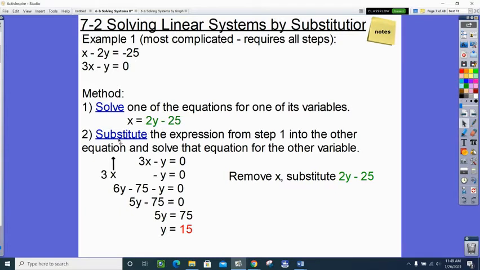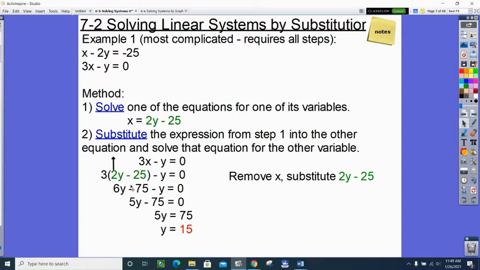So we're going to go into the other equation, which is the 3x minus y equals 0. I have it right here. And the x is going to leave, and we're going to let what x equals take its place. So the first equation we rewrote as x equals 2y minus 25. And in the second equation, we're going to take out that x that's by itself, and we're going to put in the 2y minus 25.